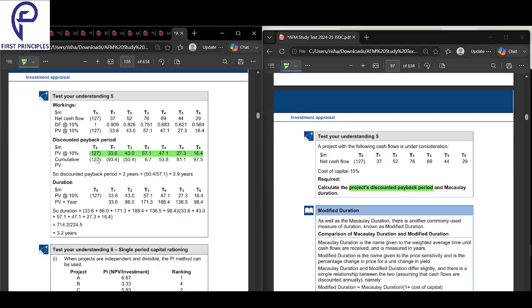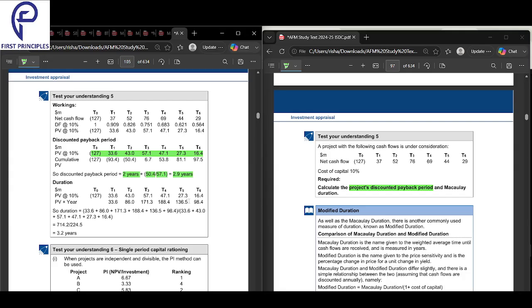First year 127 only. Second year we needed to recover 127, but we recovered only 33. So how much is yet to recover? 93. Next year how much is yet to recover? 43. After the second year how much is yet to recover? 50. But then we earned 57. So 2 years will definitely be the minimum period we need. Plus in the third year we needed 50.4 to recover, but we earned 57.1, more than what we needed. So 2.9 years is what we will need.